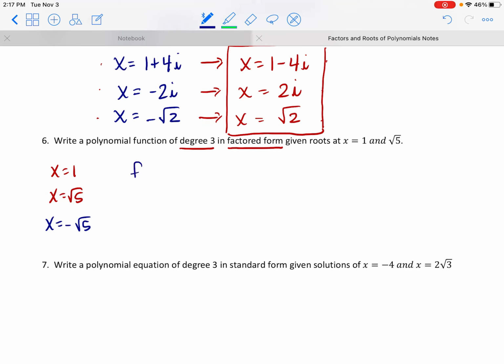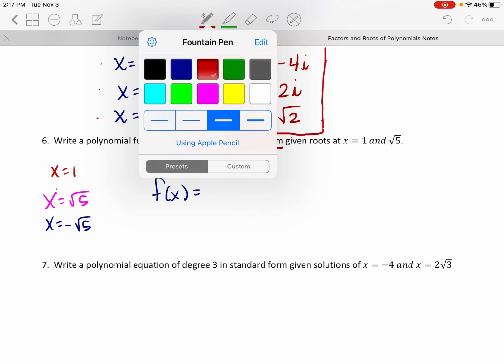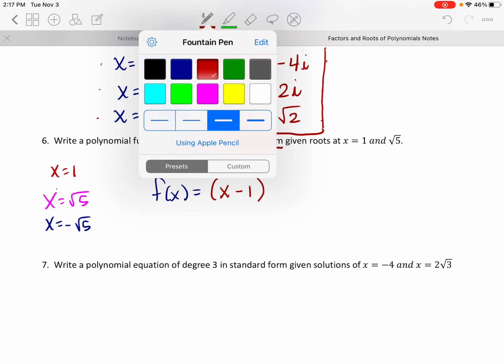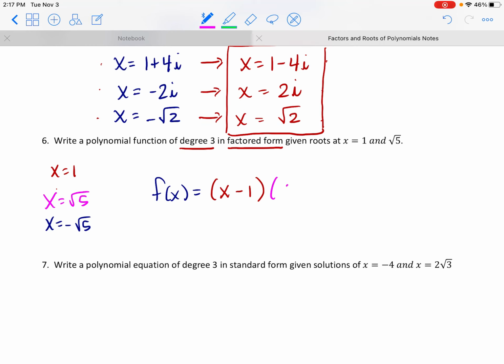f of x, in factored form, write this over here, in factored form. Let me color code this a little bit better. X equals radical 5. So if 1 is a solution, that means that x minus 1 had to be a factor. If radical 5 is a solution, we could say x minus radical 5 is a factor. And then if negative radical 5 is a solution, we could say x plus radical 5 is a factor. And that could be our factored form.